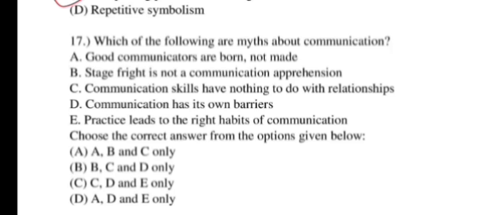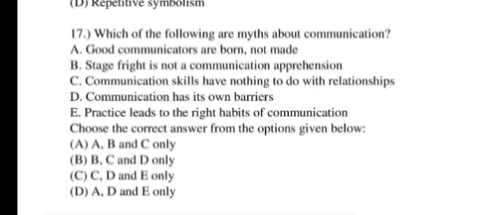A, B, C, D, E are the options for us. A, good communicators are born, not made. B, stage fright is not a communication apprehension. C says communication skills have nothing to do with relationships. D says communication has its own barriers. E says practice leads to the right habits of communication. And after going through these options, you have to choose the correct answer.